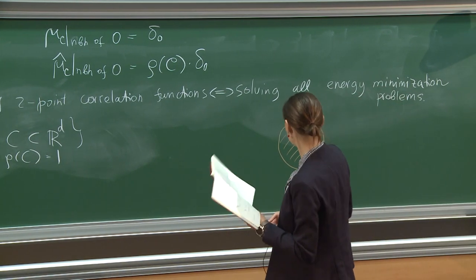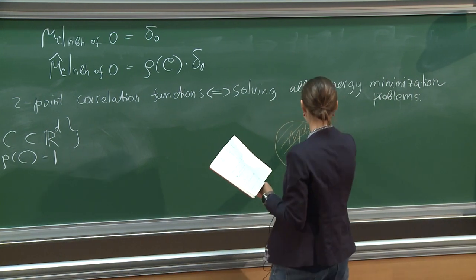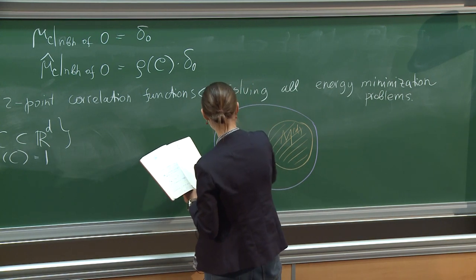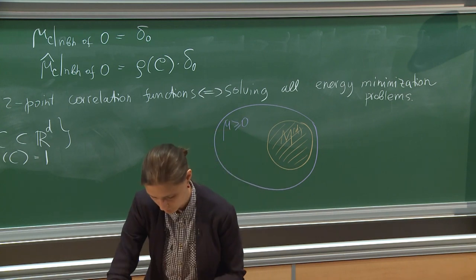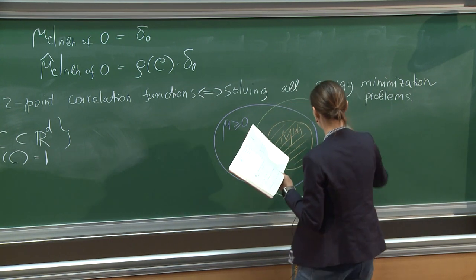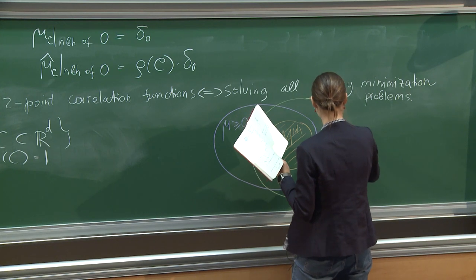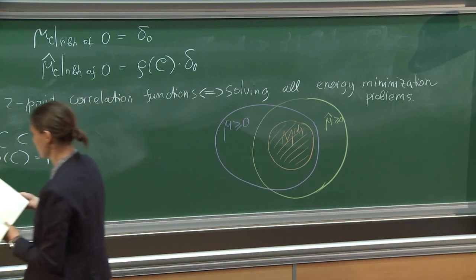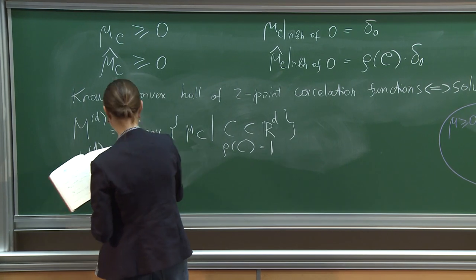And now we know that this set is contained in the intersection of two other convex sets we actually understand much better. One of them is all positive distributions, and the other is those which have positive, or non-negative, Fourier transform. And so let's denote this intersection of these two cones by L, for linear programming.